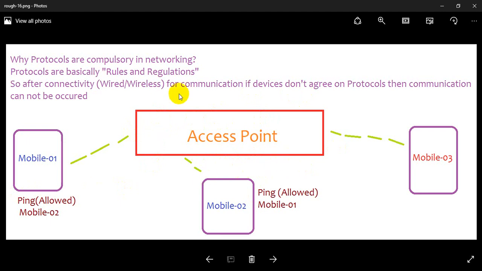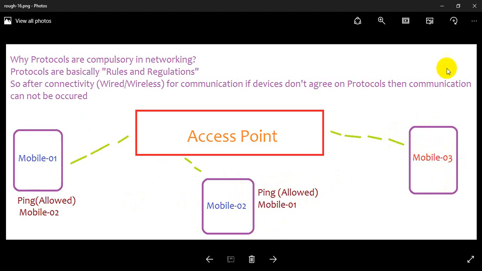Let me explain this diagram. For example, these are three mobile end devices and this is an intermediate device. It just forwards the traffic wirelessly, and they send and receive the messages, because these are end devices and this is a network device, an intermediate device. Now look at this. For example, there is a protocol, ping, which is famous for checking whether this device is able to communicate with another device or not. So for example, in this mobile the ping protocol is allowed, and in this mobile the ping protocol is allowed. But in this mobile, the ping protocol is not allowed.